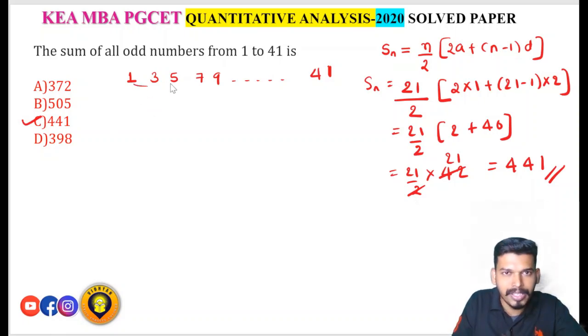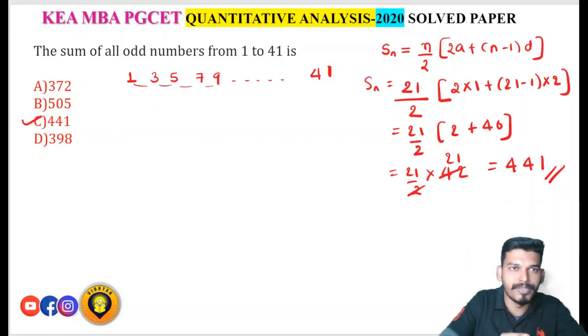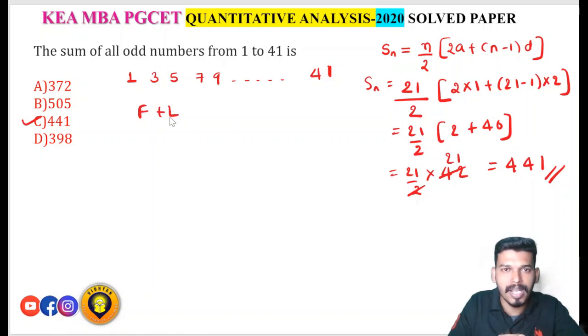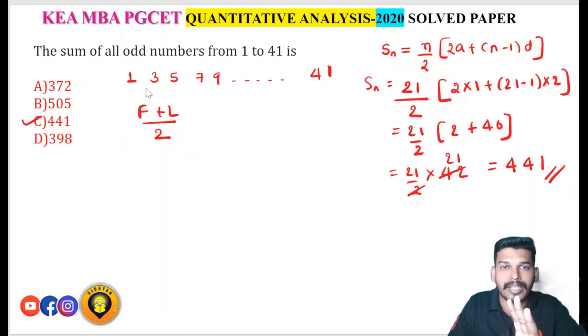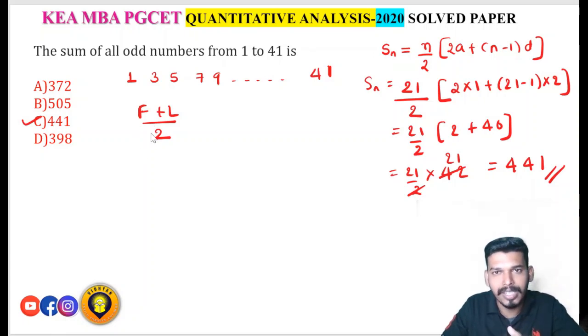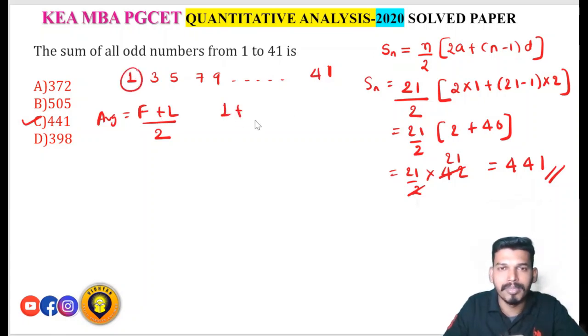When the difference between the numbers is constant, finding the average is very easy. That is, first number plus last number divided by 2, you will get the average. When the difference is constant between every two numbers, the average is first number plus last number divided by 2. Here the first number is 1, the last number is 41, divided by 2. So 42 divided by 2, that is 21.